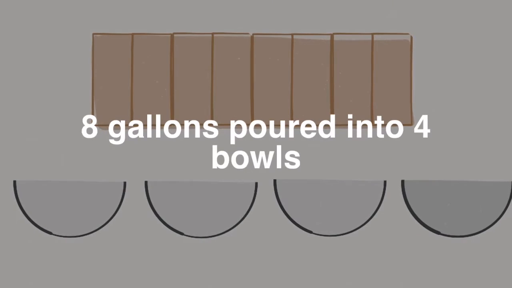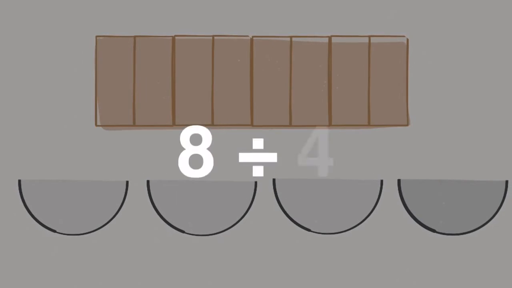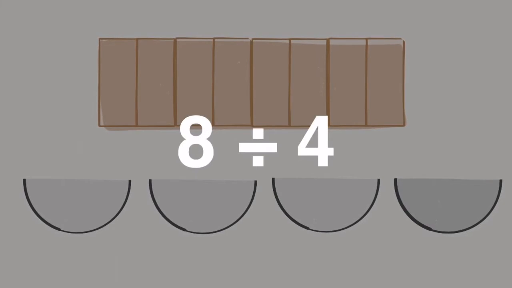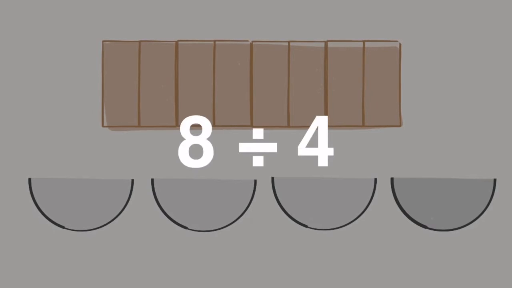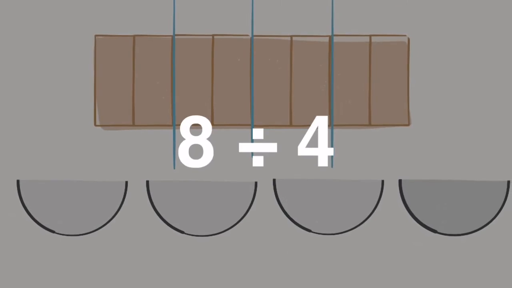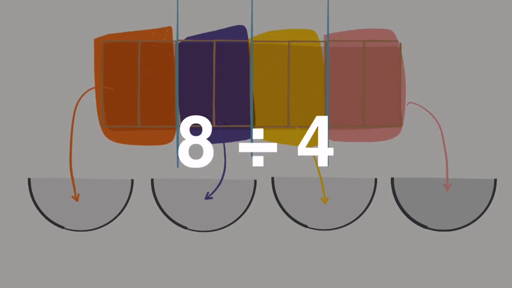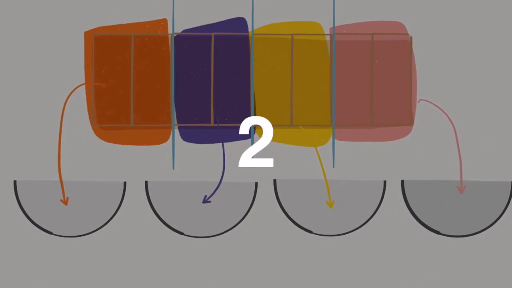So what does this look like written down on paper? Well, we had those 8 gallons poured into 4 bowls. That's taking a whole and turning it into parts or groups, and that's division. When we take a group of things and we make them into smaller groups, or we separate them into groups. And so we took those 8 gallons and we separated them into 4 groups. And so found that there were 2 gallons poured into each of the 4 bowls.